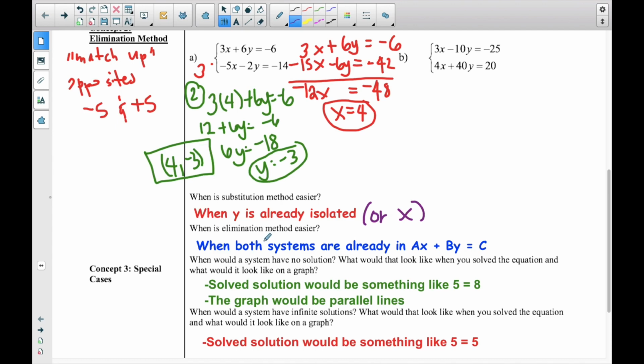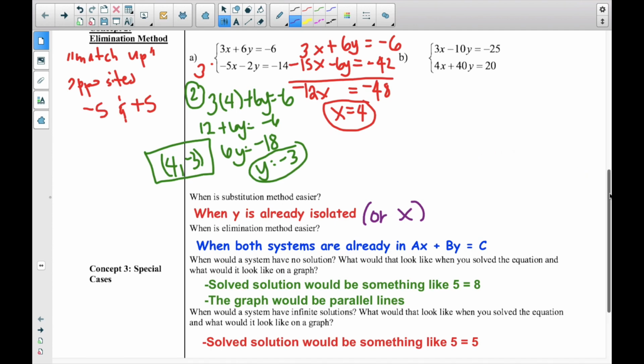Well, when is the elimination method easier? That's easier when both systems are already in the same form. Really any of the form, but really standard form is the most common. So if they're both in standard form, they're very easy to drop off, make one drop off.